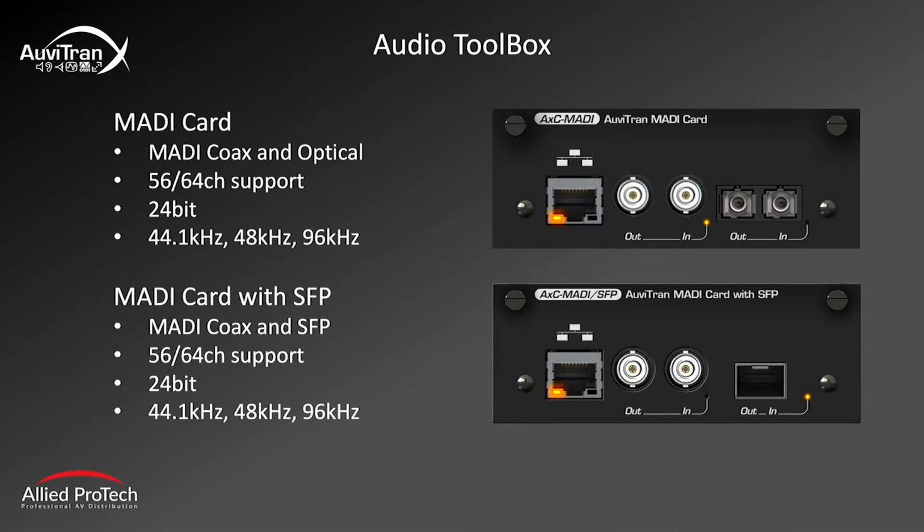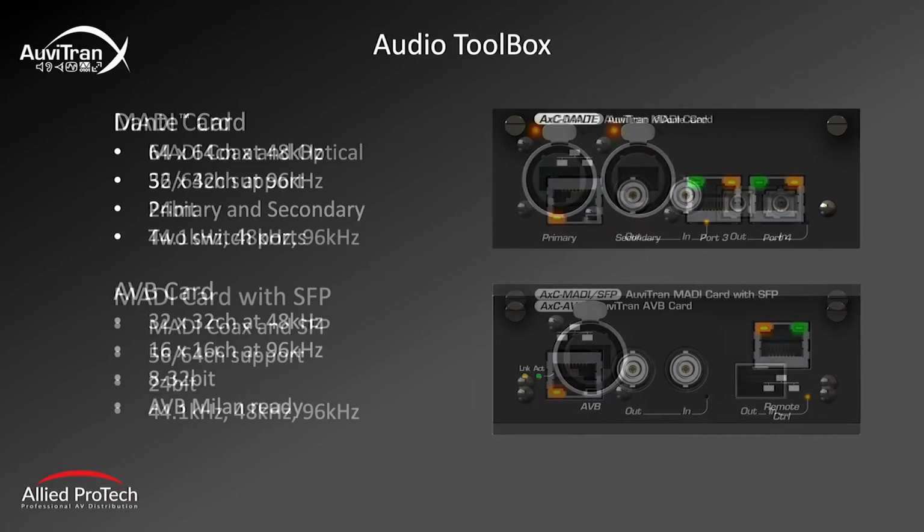Here we have two types of MADI card. The first has MADI on coax plus legacy optical, and the second has coax plus SFP. In both cases, they can handle up to 64 channels in each direction at 48 kHz. Now, you can only use one format per card, so just coax on one card and just SFP, for example. If you wanted to convert 64 channels of MADI from coax to optical, then you'd need two cards.